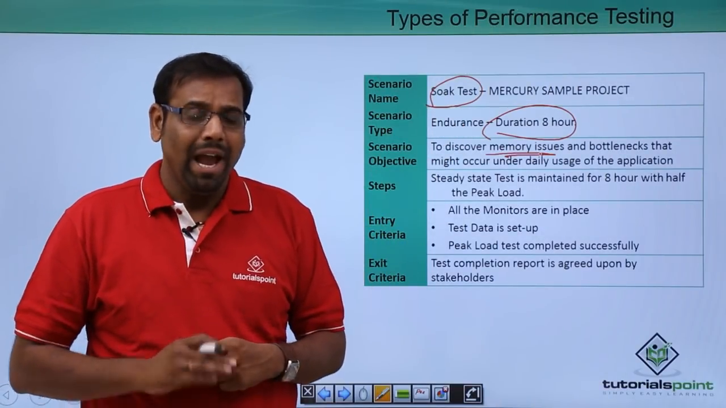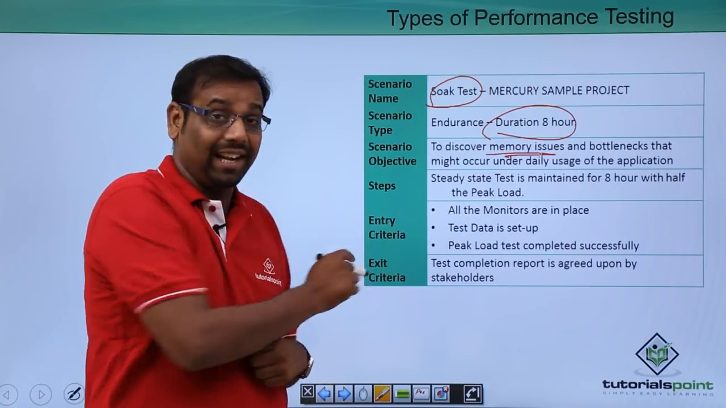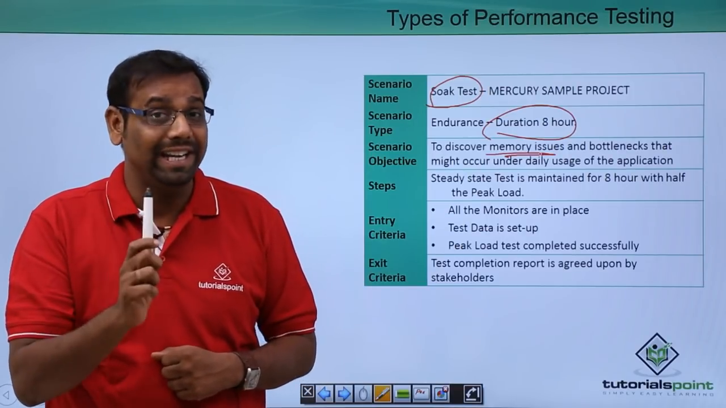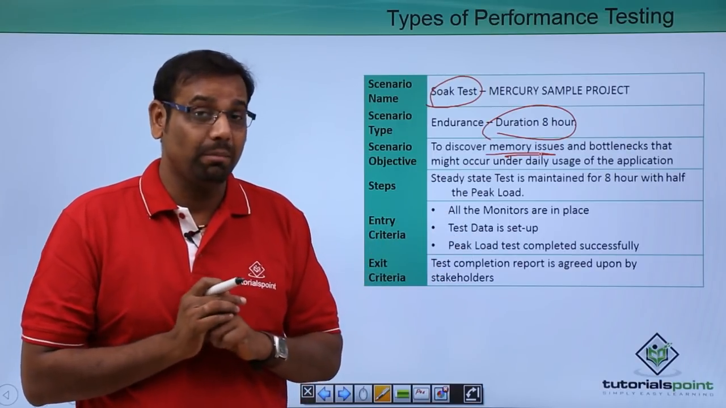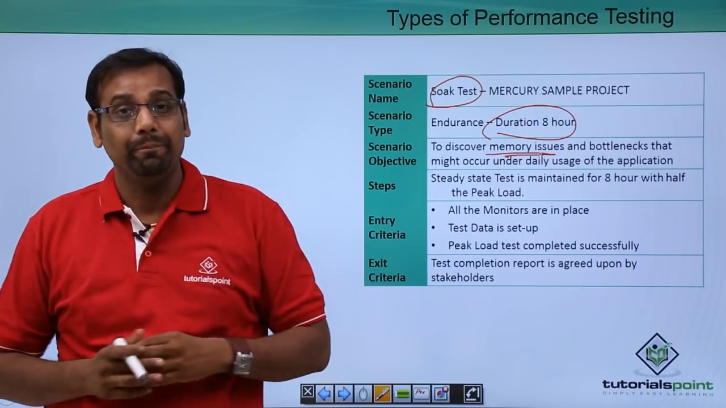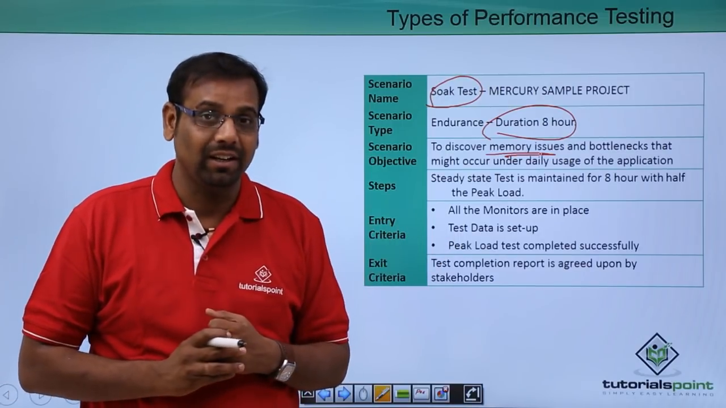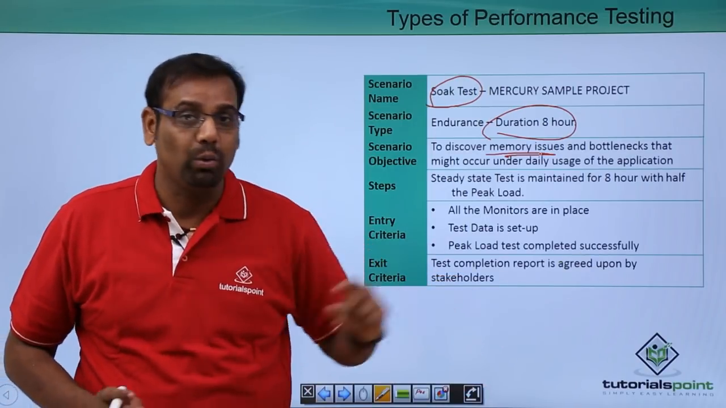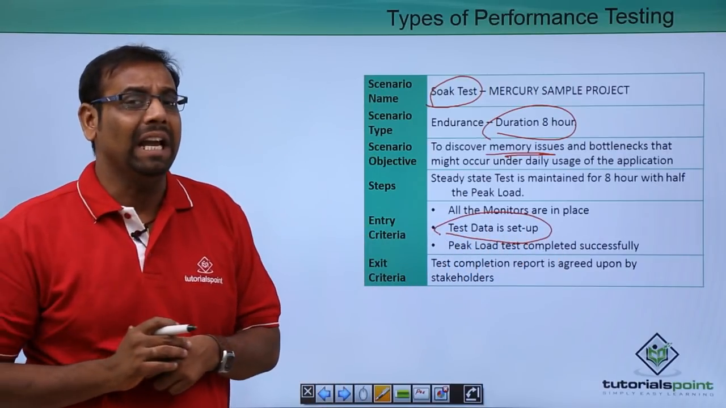The entry criteria. As with the other tests, the monitors have to be in place, and the test data, this is very, very important. Especially if you have decided to run the soak test for 3 days or 2 days, this test data is very, very important. I have seen some of the tests wherein there is only enough data so that the test could run for 1 day. Then after a day or two, the test will stop because you don't have enough test data, which means that you have to do the test all over again. So which means that you have wasted 2 days. So this is one of the important things that you want to check when you are running an endurance test or a soak test.